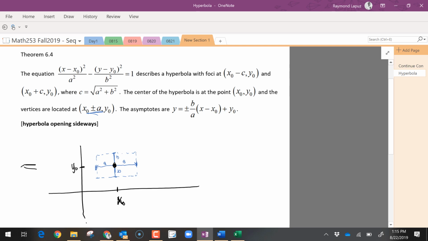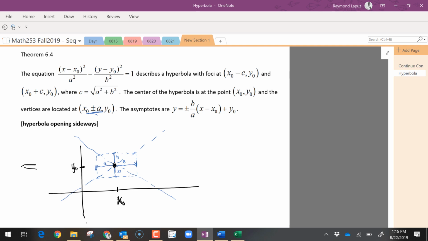And so if you look at the equation of the asymptotes, the slopes of the asymptotes are B over A, plus and minus. And so we can account for the plus and minus business. And you can see that easily from the box that you would draw. So those are your asymptotes.